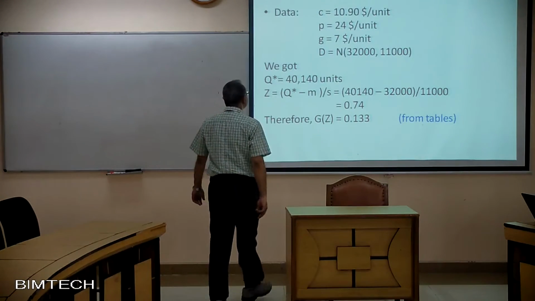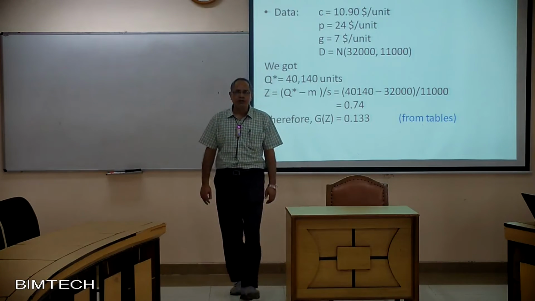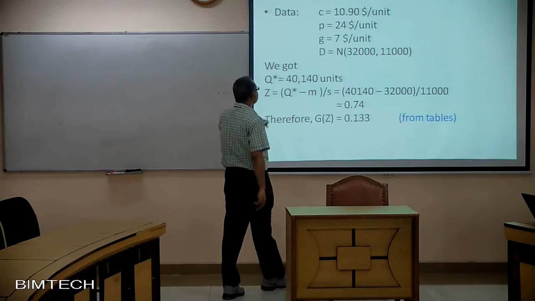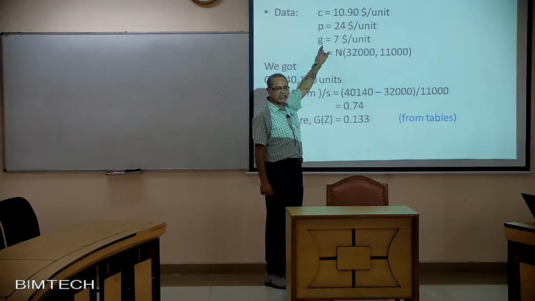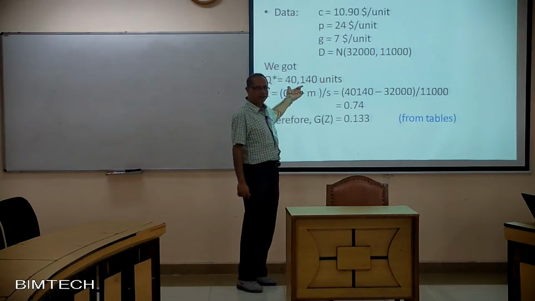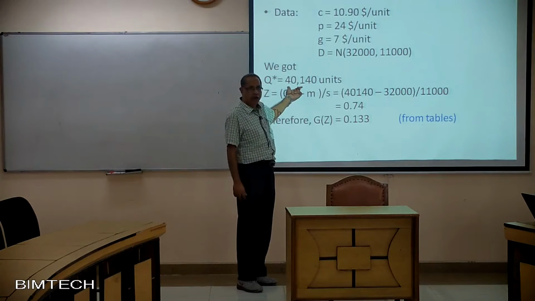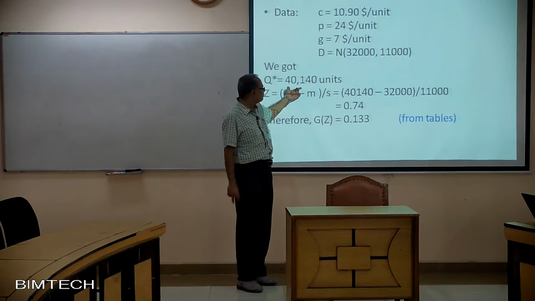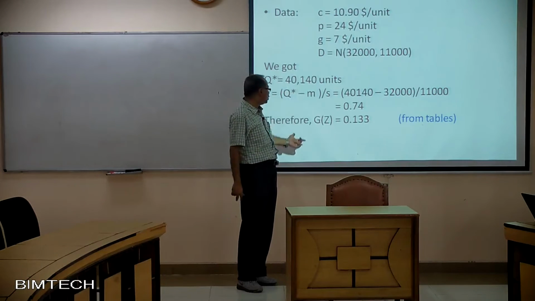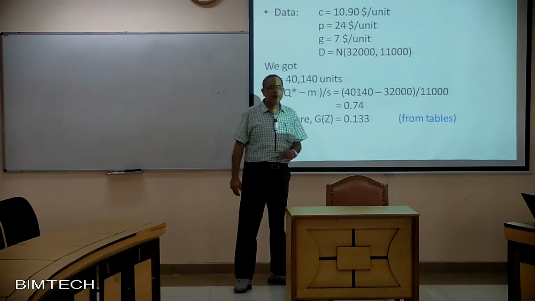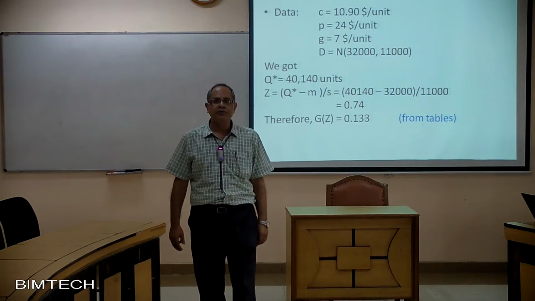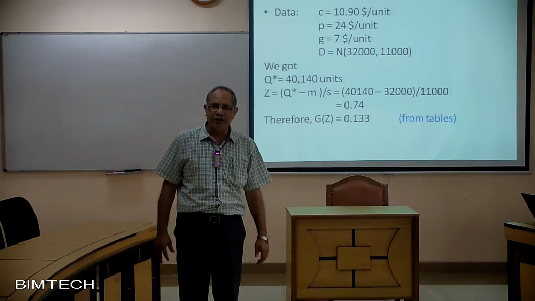Everything else remains the same. Now, what has changed because of this? Well, the first thing that changes because of the salvage value is our critical ratio. And from the critical ratio, our Q star changes. This time the Q star has gone up, as compared to the previous value. And because our critical ratio has changed, our Z value has changed. It is now 0.74. Okay, very easy to calculate that.